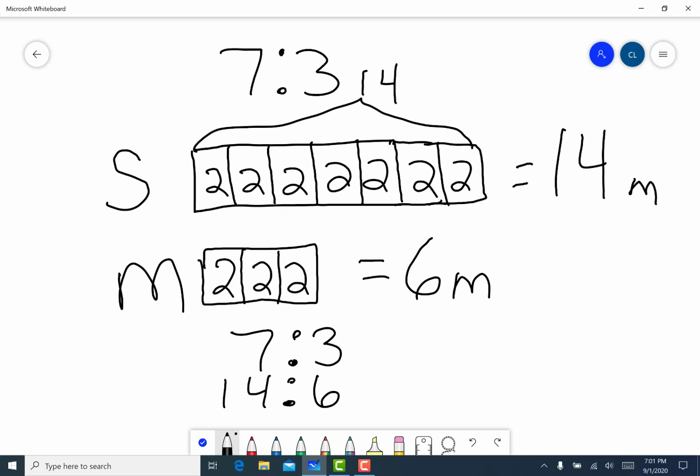Take a second again. Talk about that to your neighbor, your partner, your group. Talk about that real quick. Do you think that these two ratios are equivalent?